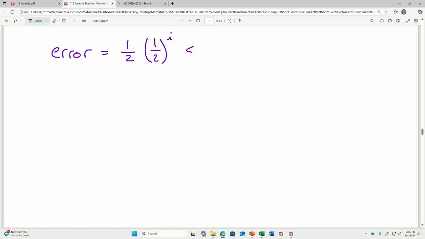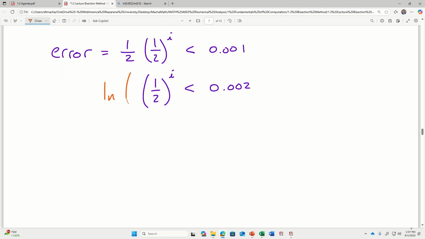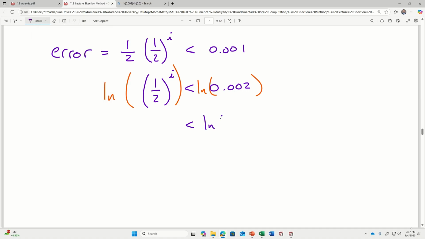And I know that this has to be less than a certain number that we set for ourselves. And then we solve this inequality. We solved it by first multiplying both sides by 2. And then right here, what I want you to think about maybe is this. We'll do it a different way this time. I'm going to take the natural log of both sides. So now the right side becomes the natural log of 0.002, and the left side is going to be the natural log of 1/2 raised to the I power.